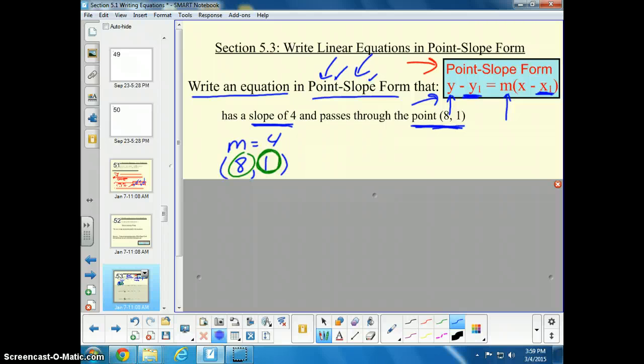And if you're, again, taking notes along with me, try to put these together before I even get to them. So it'll look like y minus, and then my y coordinate is 1. So y minus 1 equals, well, my slope is 4. And in parentheses, I'm going to have x minus 8.